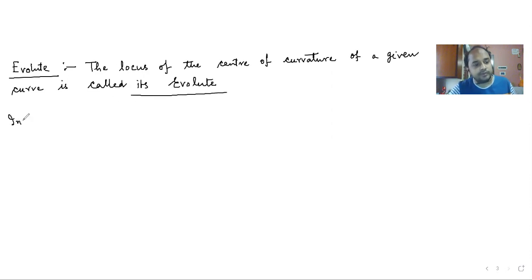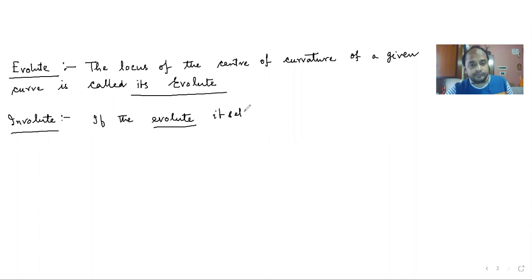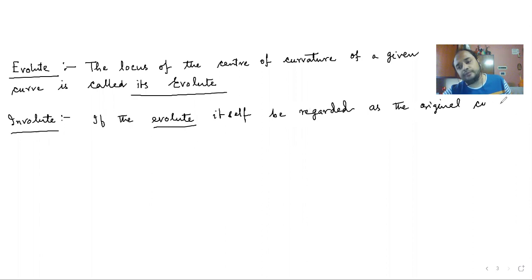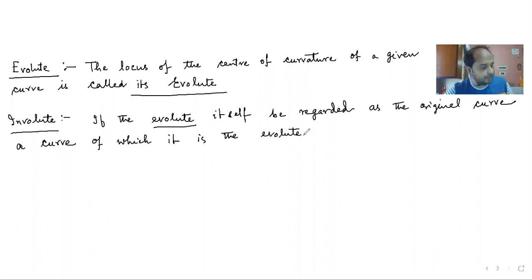And what is involute? Involute is, if the evolute itself be regarded as the original curve, a curve of which it is the evolute is called an involute.